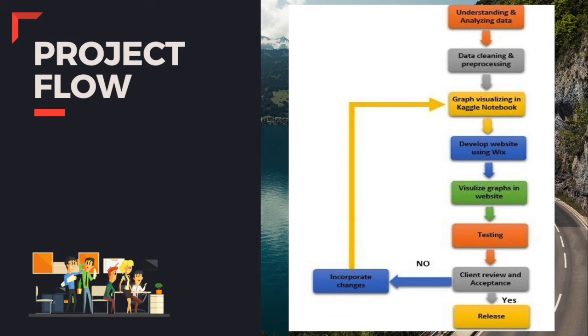This is our project flowchart. First we understood and analyzed the data. Then we did data preprocessing. After that we visualized possible graphs through a Kaggle notebook. Then we identified important graphs and developed them on the website using Wix. After that, testing was completed and we gave it for client review. If the client review had comments to improve, we incorporated them and again sent it for approval. Only once we got the approval did we make it ready for the final release.